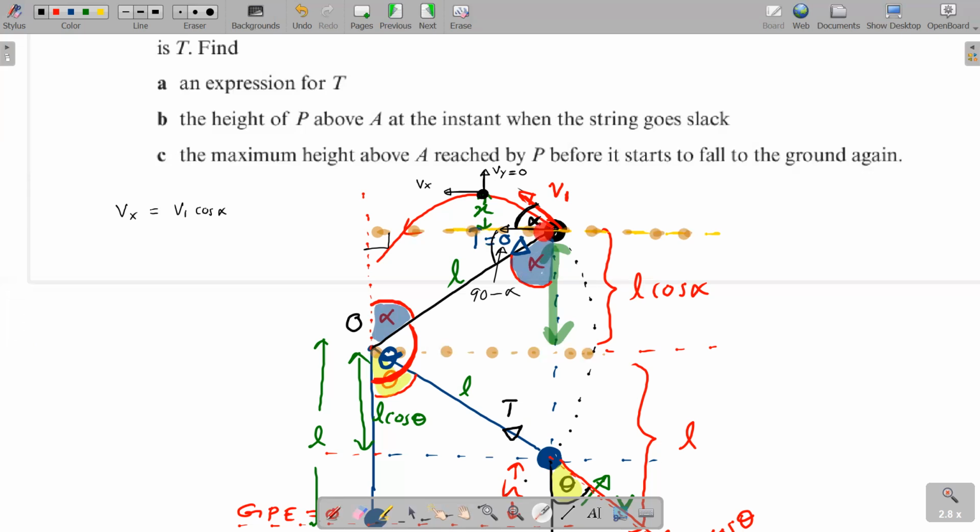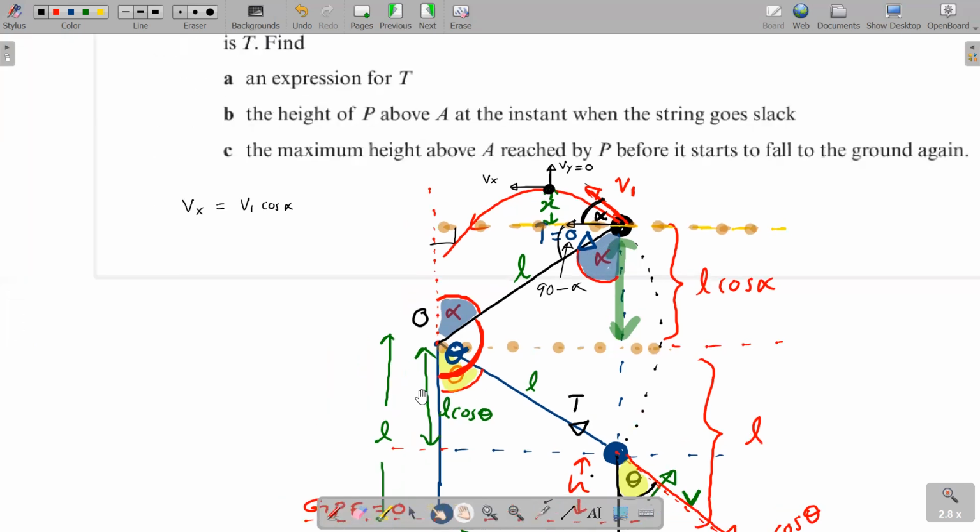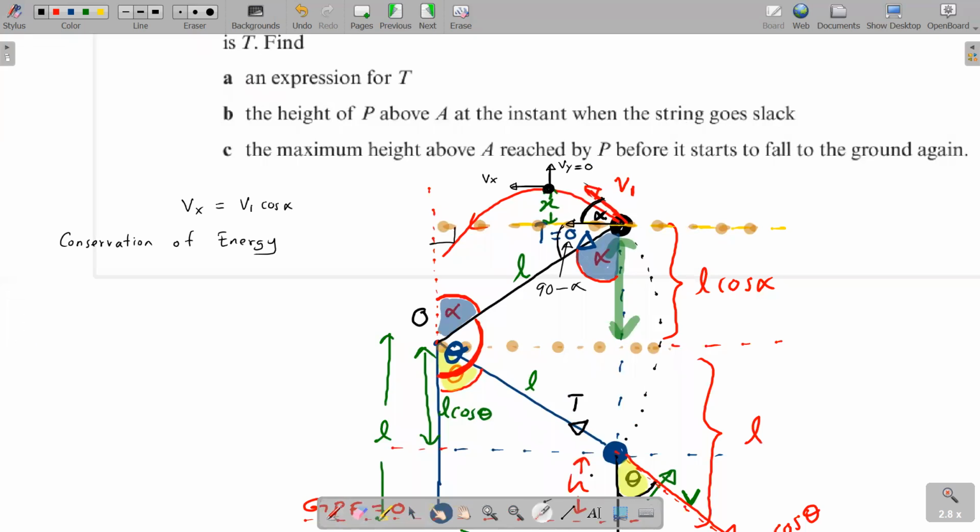You can go with any one of the two approaches. I think maybe using conservation of energy from here to here is easiest, but you can go with any method you prefer. So if I go with conservation of energy, I'll be using conservation of energy from the lowest point here to the highest point. So I will use the GP 0 level. Now, from question to question, you can arbitrarily decide the GP 0 level to make things easier for you.